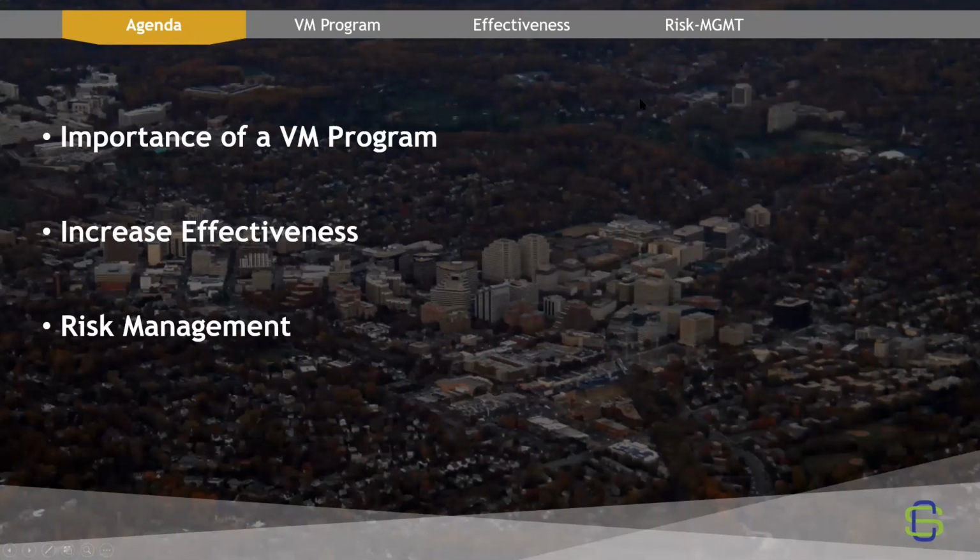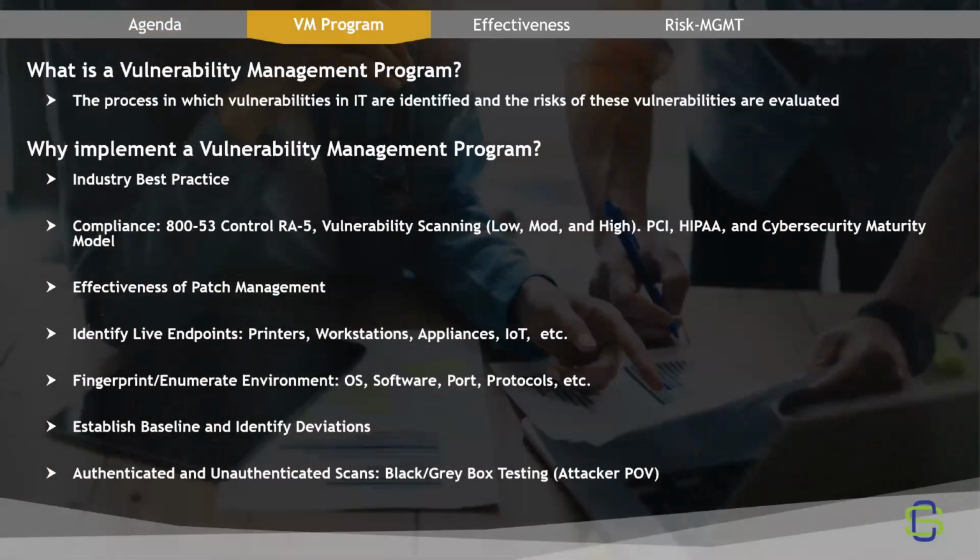Okay, so the agenda for today is very quick. We're going to go over the importance of a vulnerability management program, how to increase its effectiveness, and how to integrate a risk management approach within your vulnerability management program. While we go through the slides, if at any point you have any questions, feel free to chime right in. So first off, what is a vulnerability management program? There's a lot of definitions out there, but the one I enjoyed sharing with you today was from SANS. They say it's the process in which vulnerabilities in IT are identified and the risk of these vulnerabilities are evaluated. The reason I chose SANS is because of that second portion, the risk of these vulnerabilities are evaluated. We'll speak to that more in the upcoming slides.